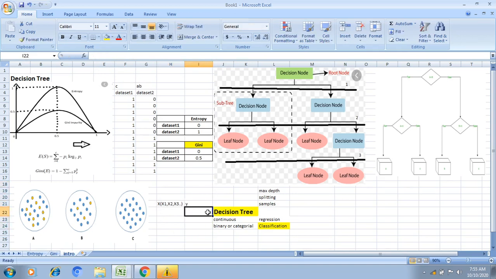For example, if my dependent variable range is continuous, that means minus infinity to plus infinity, then we need to apply the decision tree regression method. If my dependent variable is binary or categorical, where binary means 0 or 1, and categorical means true or false, yes or no, then we need to apply the decision tree classification method. Today we'll mainly discuss the decision tree classification method: how to form a decision tree, and also how to train the model and how to test the model.